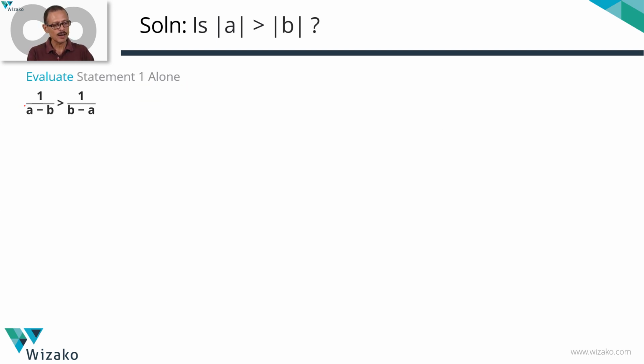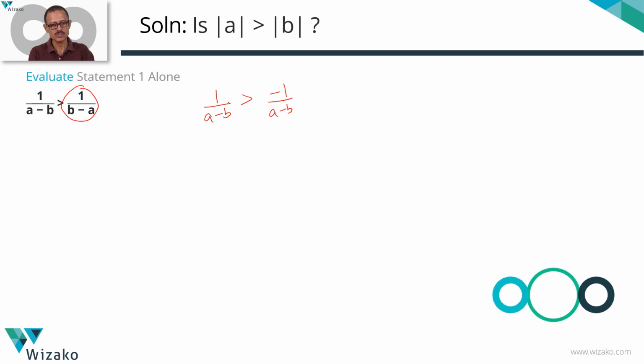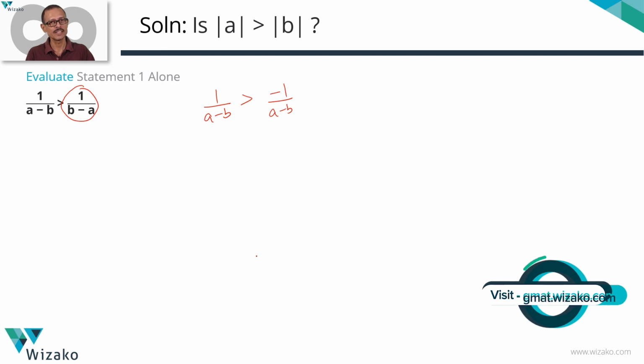It says 1 upon A minus B is greater than 1 upon B minus A. Let's make sense of the statement first and then see whether the statement is sufficient. I'm going to rewrite the right hand side of this inequality. Can we write it as 1 upon A minus B is greater than minus 1 upon A minus B? So B minus A is minus of A minus B, so this can be written as minus 1 upon A minus B.